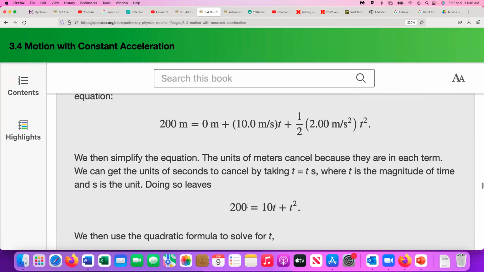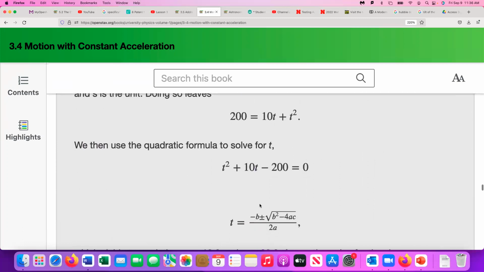But then they're going to go ahead and subtract 200 from both sides and then divide by, actually they don't have to divide by anything, but then they just rearrange from the highest order to the lowest order to get the standard form for a quadratic. So it's t squared plus 10t minus 200. And then you use the quadratic formula.